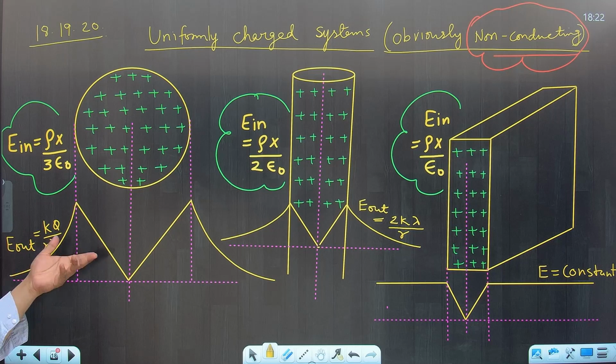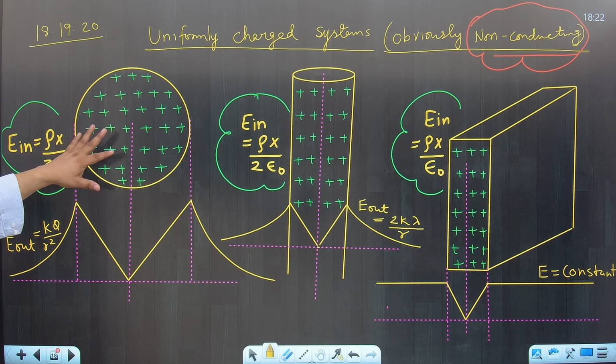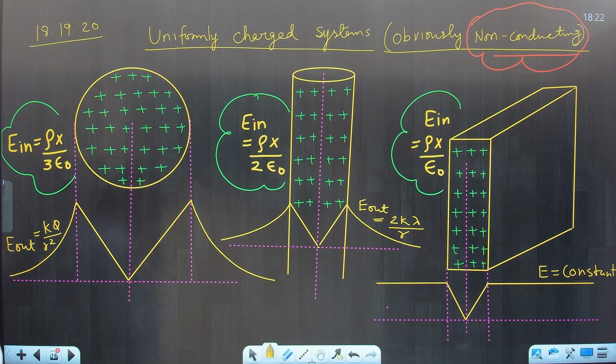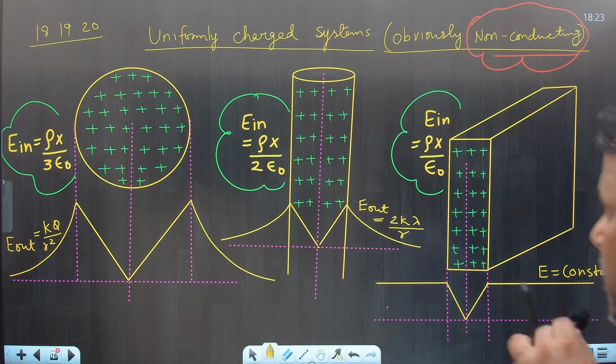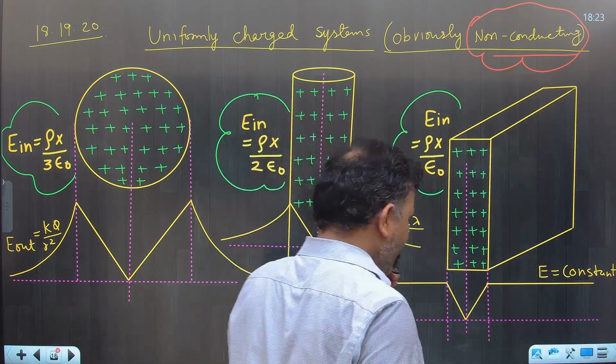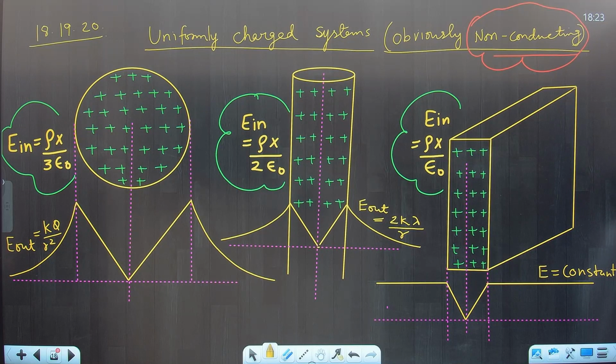But if there is a non-conducting, uniform distribution of charges, then you can put charge inside. Whenever you can put charge inside, you will say that this system is a non-conducting sphere or non-conducting cylinder. So you can see here that there are three systems. First is a solid non-conducting sphere, second is a non-conducting cylinder, and third is a non-conducting thick plate. You are asked to find the electric field inside and electric field outside.